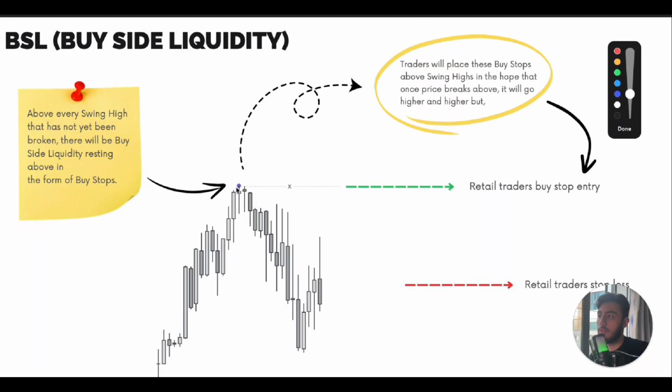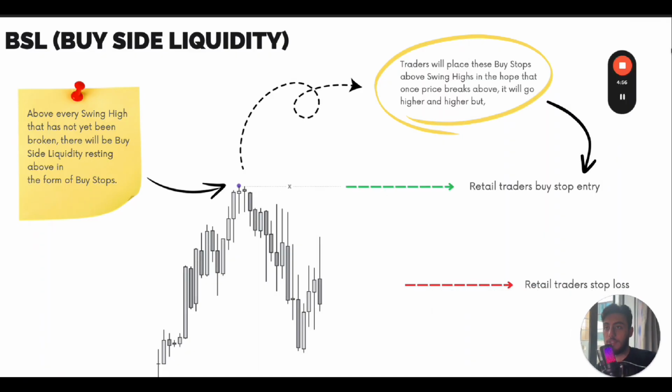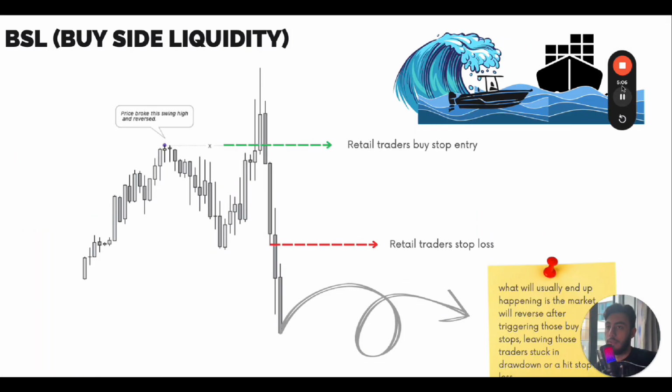So the retail traders are going to set their buy stop above every unbroken swing high, believing that price will break this and start to go up, and they're going to set the stop loss here. I hope you can see my stop loss here, and this is going to be their entry, right? But the important thing is, pay attention here. This was the buy stop order that the retail trader set, and this was their stop loss. Price broke this swing high and reversed.